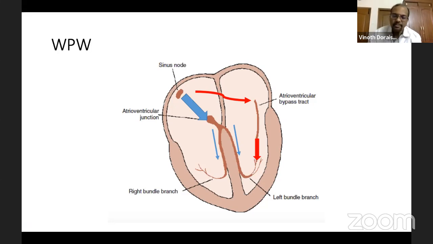So next is the third finding. Why do you get that slur on the QRS complex? Because the ventricle gets depolarized by this pathway and also by the normal AV nodal pathway. So because the ventricle gets depolarized by two pathways, there's a coalition that causes a delta wave. So this is WPW syndrome and the explanation for all those findings.